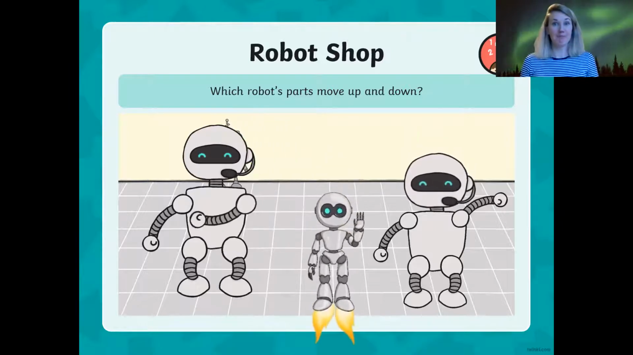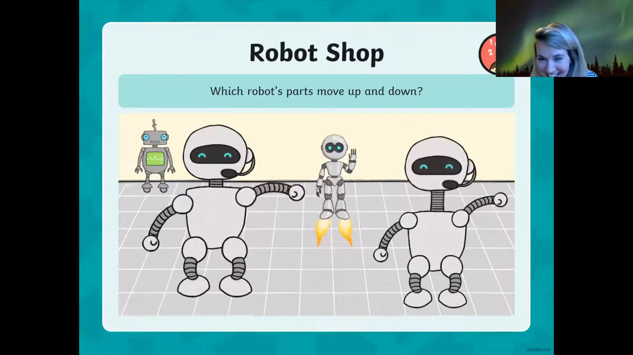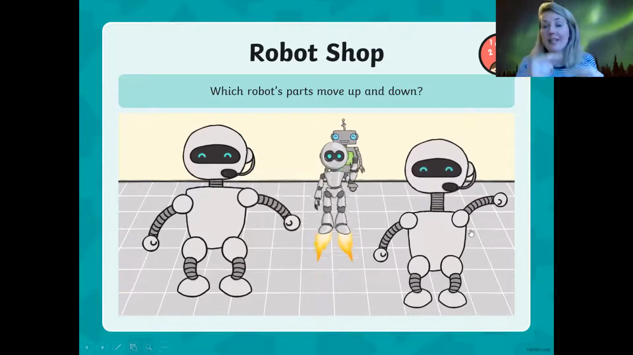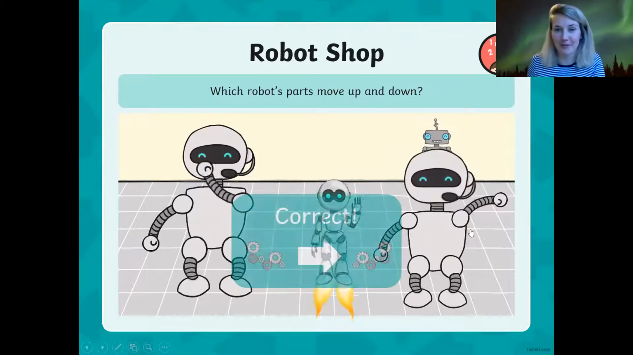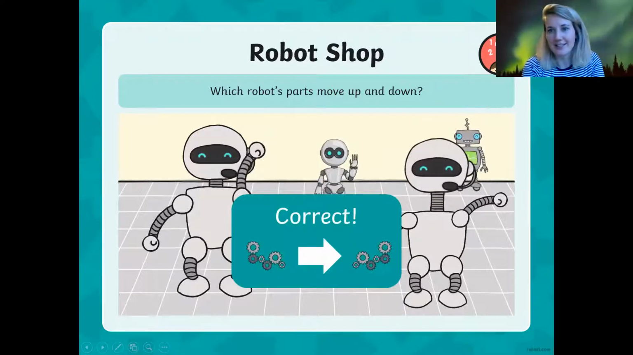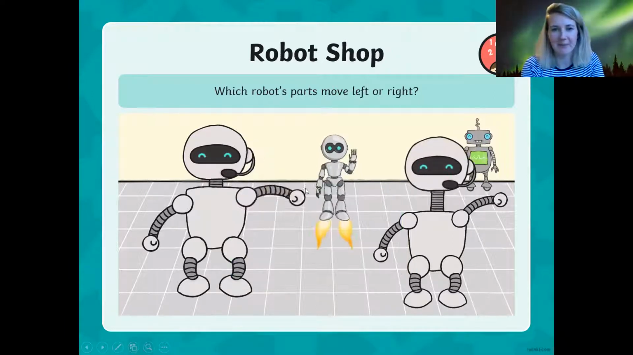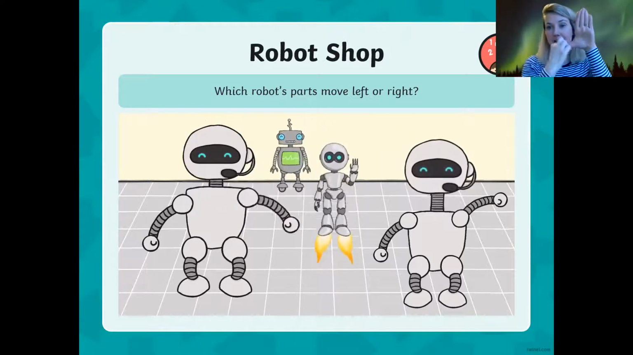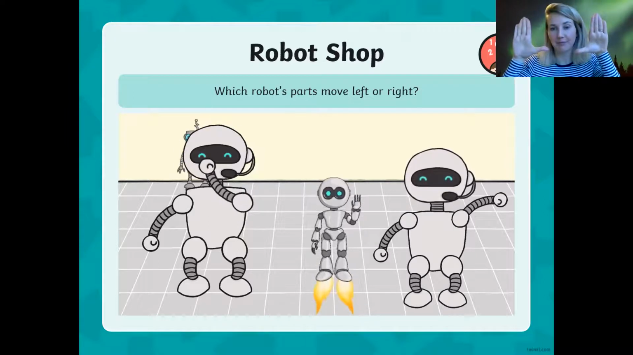Which part of the robot moves up and down? Can you move up and down? Go on. Up and down. Look, it's that robot's neck. We're describing how they're moving, aren't we? Yeah, we got this. Correct. You got this. Which part of the robot is moving left and right?